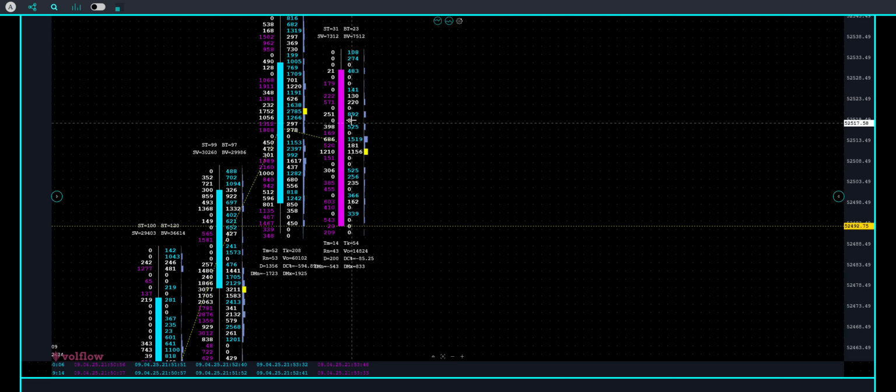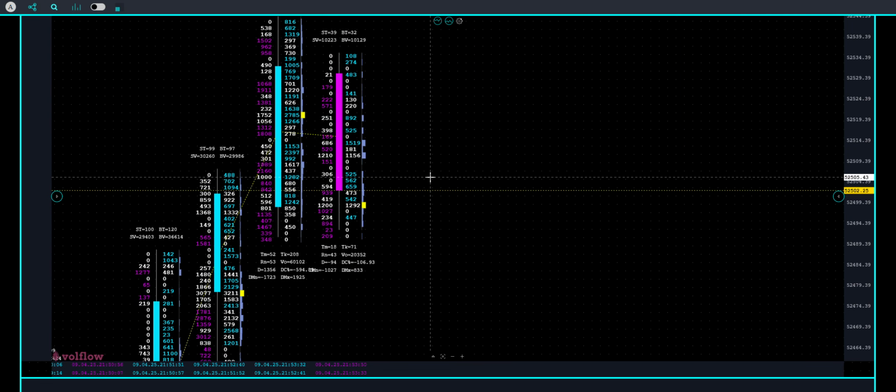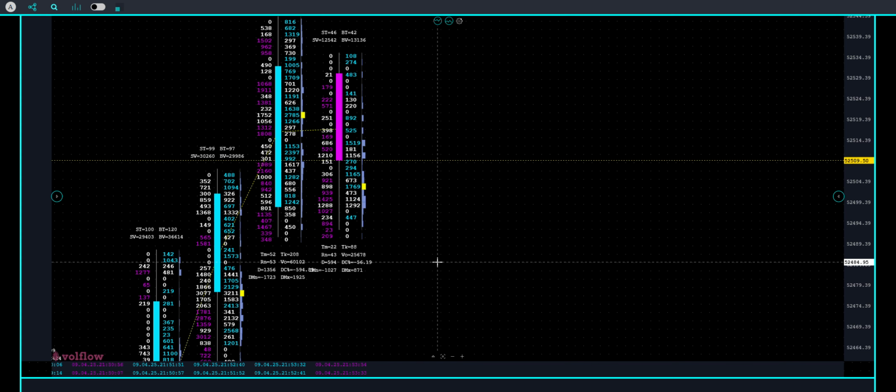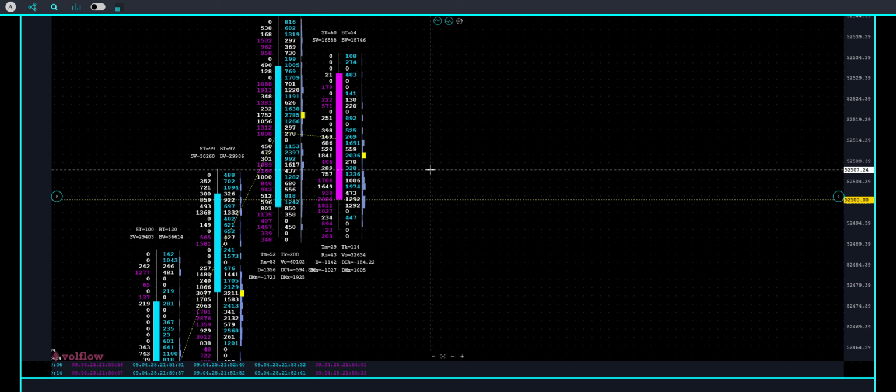If it bounces back, I'll go for a call here. I'll go for a call. Okay, my call is executed. Let's see. My stop loss is here somewhere. The call is executed somewhere here. Little bit of profit, little bit of loss. Let's see what happens.